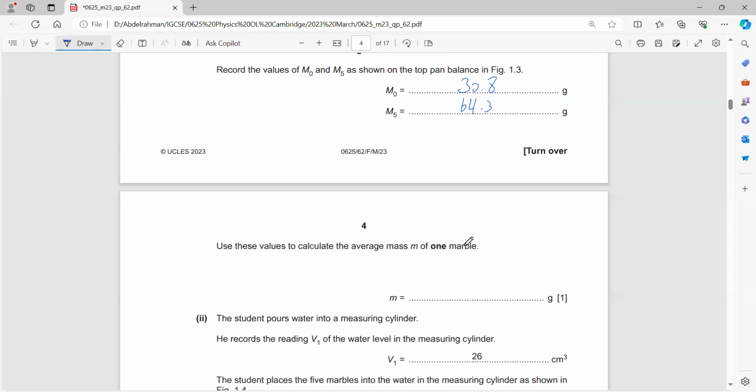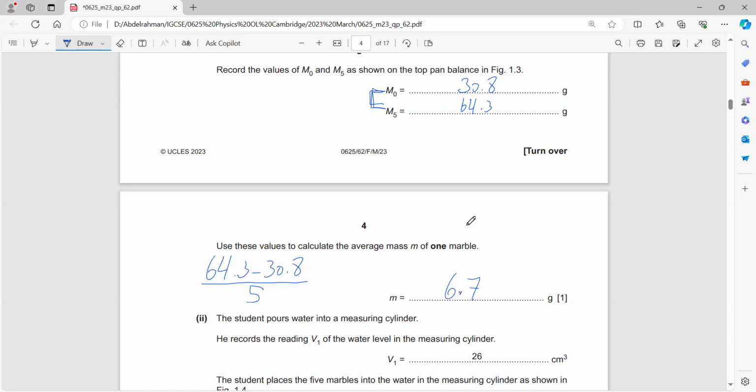We do 64.3 minus 30.8, which gives 33.5, and then you divide the answer by 5, which is correct. You have to first find the mass of the marbles alone, and then divide by 5 because you have 5 marbles, correct? The final answer would be 6.7.